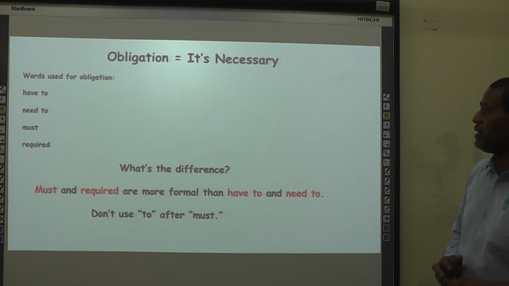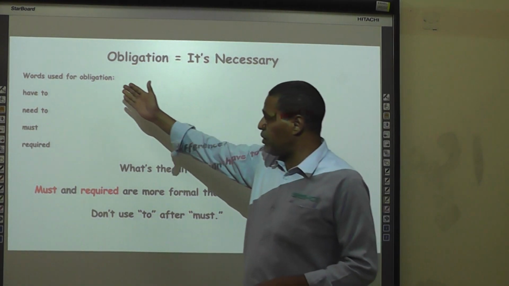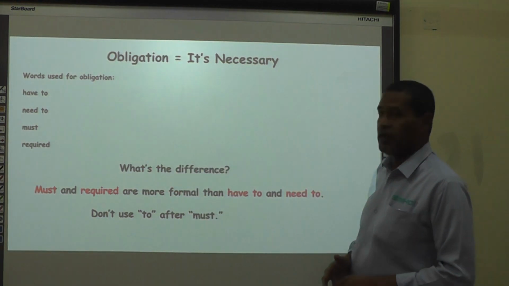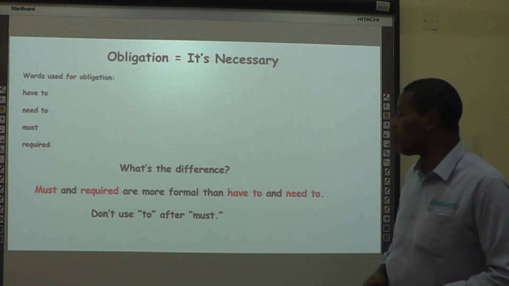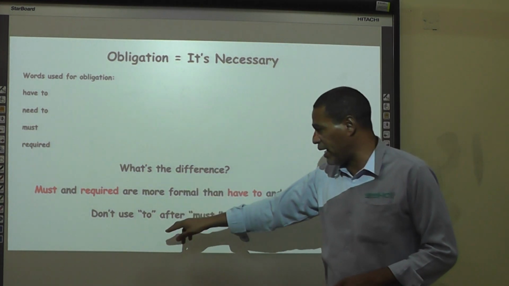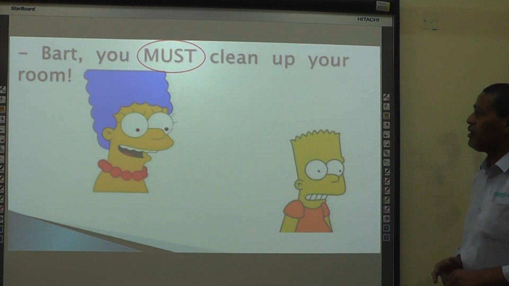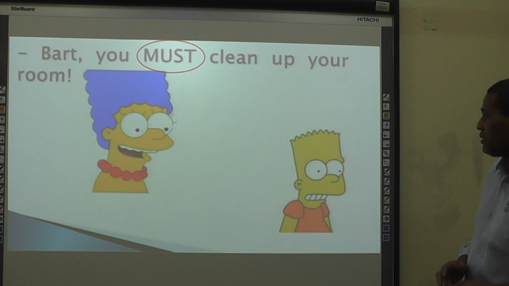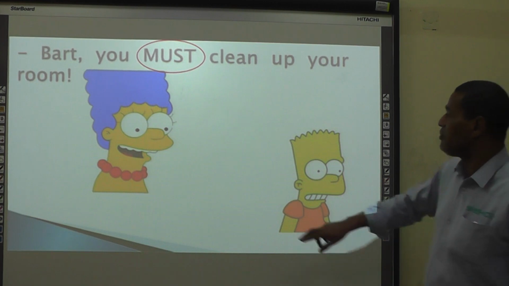Obligation. It means it is necessary, something necessary to do. And the words we use for obligation: have to, need to, must, and required. What is the difference between them? Must and required are more formal than have to and need to. Again, don't use to after must. Look at the example. You must clean your room. The mother is telling her son to clean his room. So this is a must. He must do it.